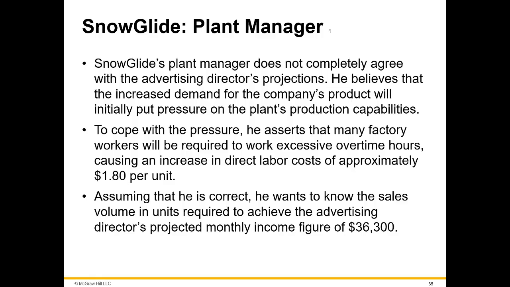To cope with the pressure, he asserts that many factory workers will now be required to work overtime, and that will cause an increase in the direct labor of approximately $1.80 per unit. Assuming that he is correct, he wants to know the sales volume in units required to achieve the advertising director's projected monthly income figure of $36,300. So we're going to figure out how many more we're going to have to sell to get the $36,300 if labor costs increase. The first thing we're going to note is that it's going to increase variable costs.